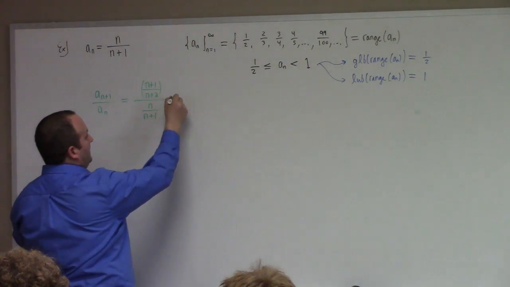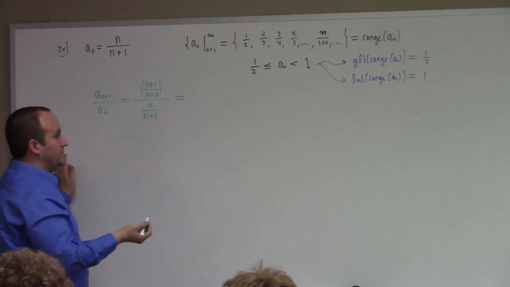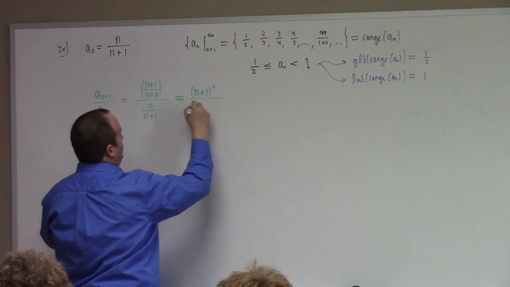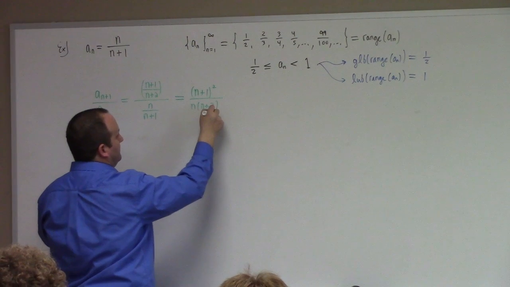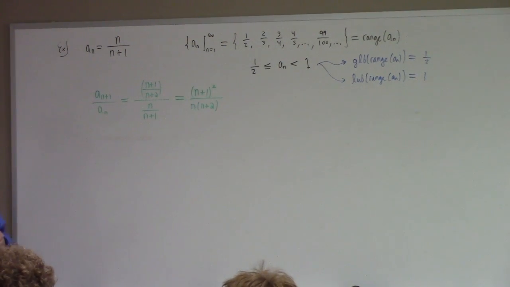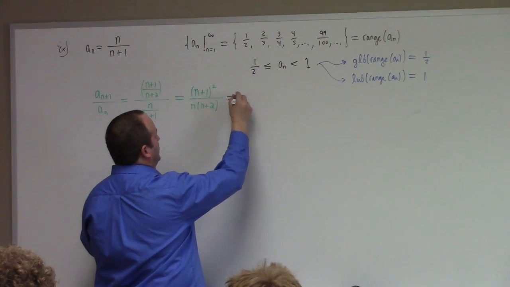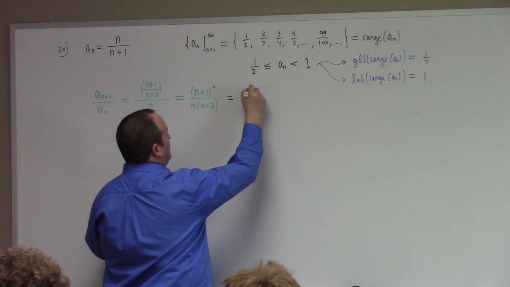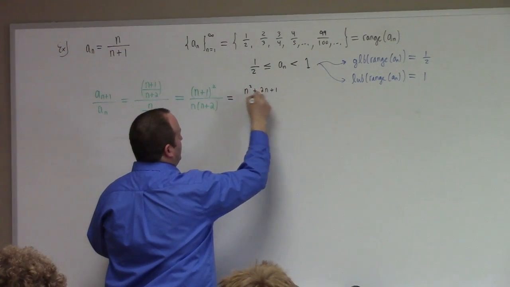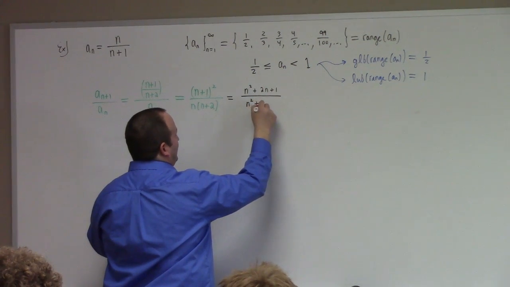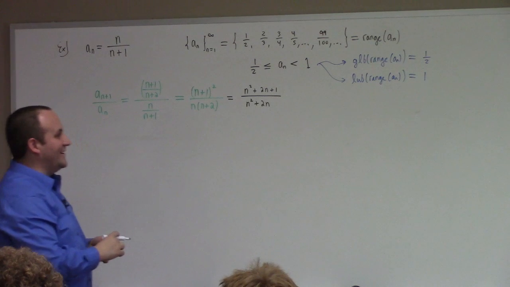Now, what I'm going to do is algebra. This is really n plus 1 squared divided by n times n plus 2. You guys with me? You know how fractions of fractions work? I hope so. I think you guys know this. I'm going to be optimistic. You're bored at the moment. Okay, so the numerator is n squared plus 2n plus 1, and the denominator is n squared plus 2n.